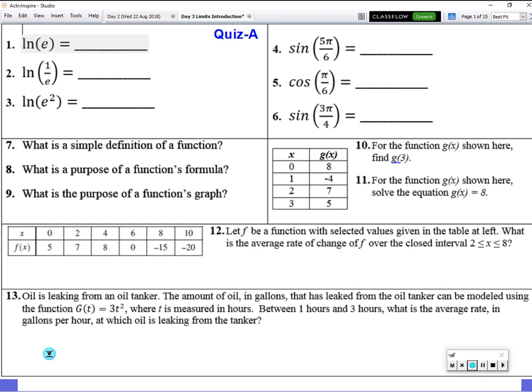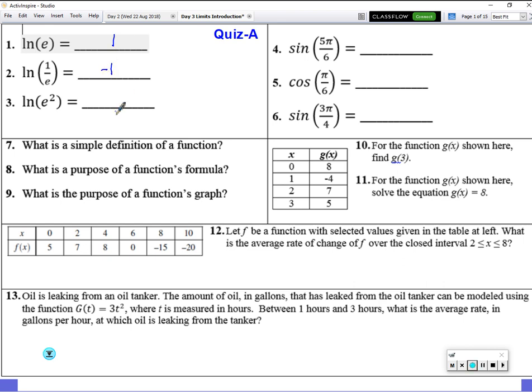So, getting some extra credit. Show me on your hands the answer to number 1. Give yourself a tally mark. Show me on your hands the answer to number 2. Give yourself another tally mark.